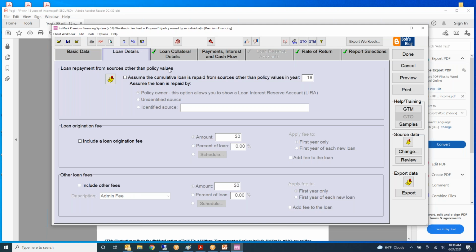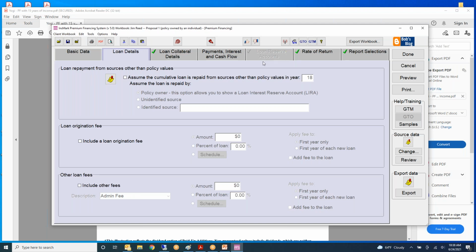This is an input that you need to deal with if you want to activate loan reserve accounts. See over here right now, it's grayed out. And it is grayed out when it's irrelevant, if all of the loan is going to be paid by a withdrawal or loan from the cash value of the policy. So if the insurance policy is going to be providing 100% of the money to pay back the entire loan back to the bank, you don't need these loan reserve accounts, okay?